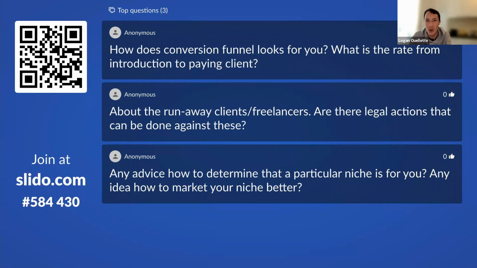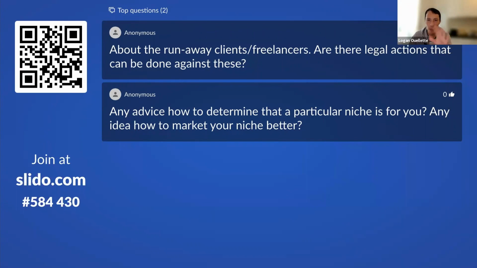Good. So I think we kind of covered this one already about the runaway clients. Are there legal actions that can be done? I mean, you mentioned, for example, hiring the local debt collectors and including that paragraph in your contract. Are there any other methods that can be used in these kind of cases?